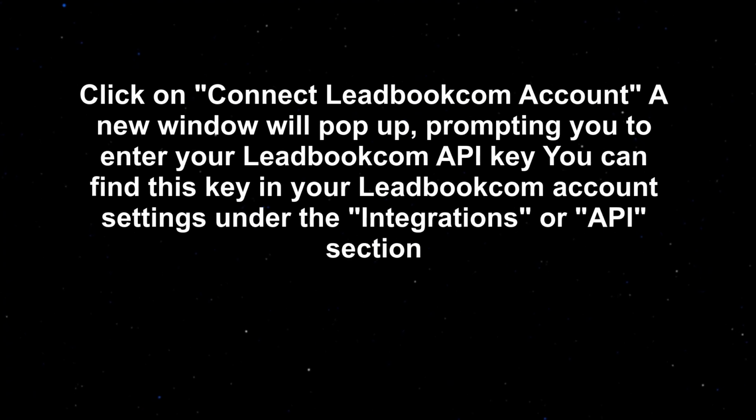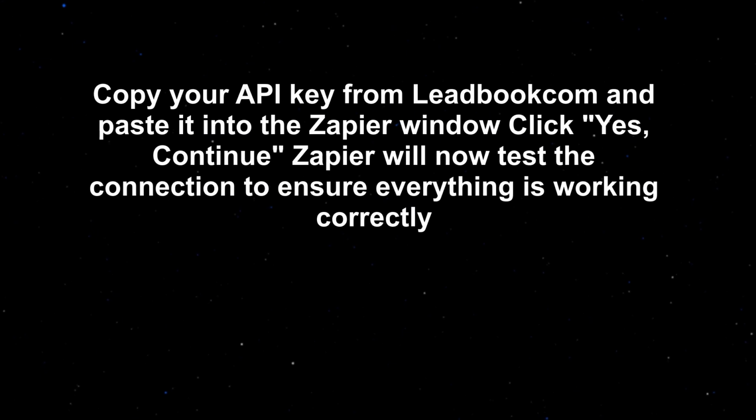Click on Connect Zapier account. A new window will pop up, prompting you to enter your Zapier API key. You can find this key in your Zapier account settings under the Integrations or API section. Copy your API key from Zapier and paste it into the Zapier window. Click Yes, Continue. Zapier will now test the connection to ensure everything is working correctly.